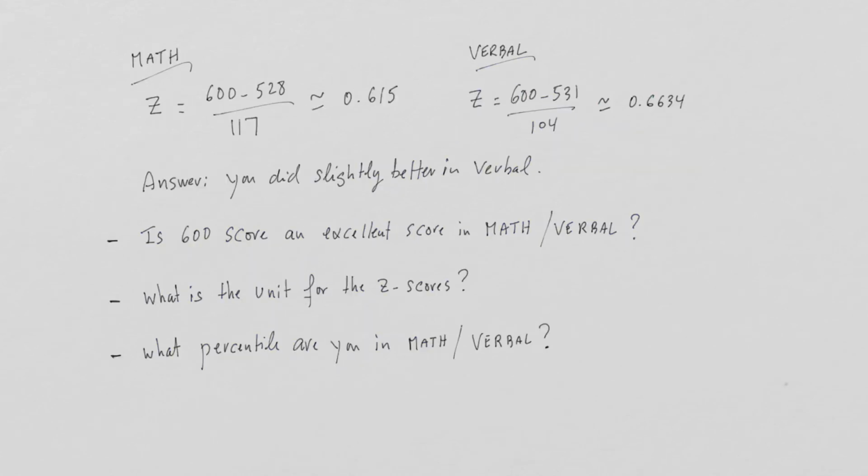Couple of questions, and then I'll give you homework. The first one. Is 600 score an excellent score in math and verbal? That's a question for you to answer. Okay? This is not your homework. This is just a question for you to think about. We know you did better in verbal. We know that. But is 600 overall, it doesn't matter if it is math or verbal, is it an excellent score? I would say no. Because the z-score is small.